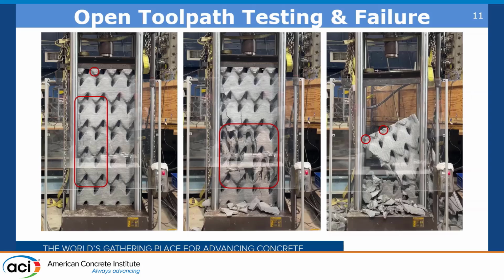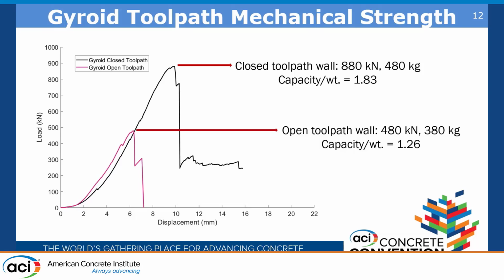There's still indication of the top overhangs failing during this loading process, but very clearly there is something different about the open toolpath that is leading to this new failure mechanism that our closed toolpath was not experiencing. Looking at our quantitative results, they largely agree with this assertion.